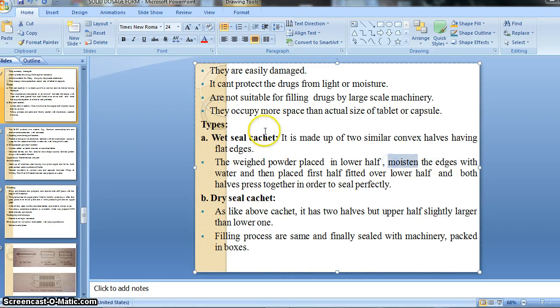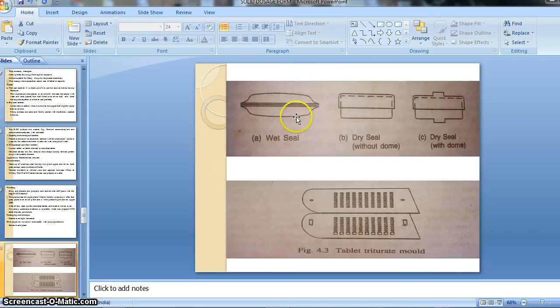There is a use of water or moisture in the edges. That's why this kind of sachet is called a wet seal sachet. So have a look, this is the wet seal. These are the edges. This is the lower half or lower portion, and this is the upper portion, right? Firstly the wet powder is placed in the lower portion, then with the help of water these edges are moistened, right? Then the upper portion is placed and sealed with pressure, right? This is the wet seal sachet.